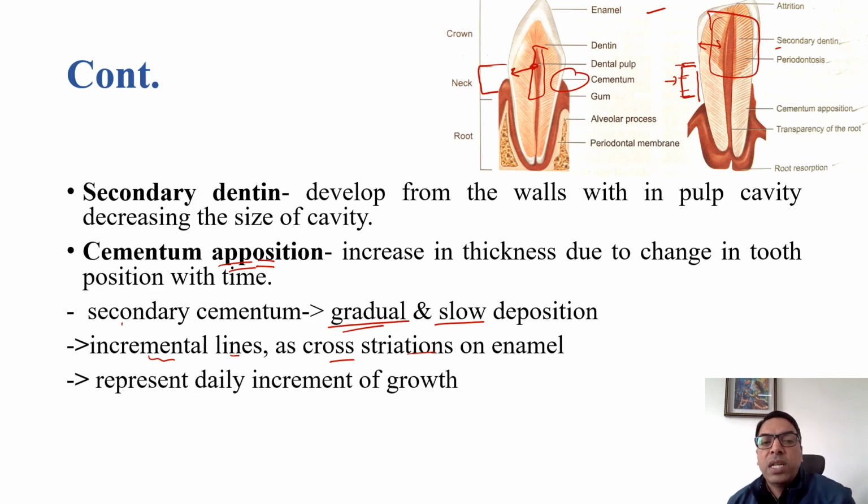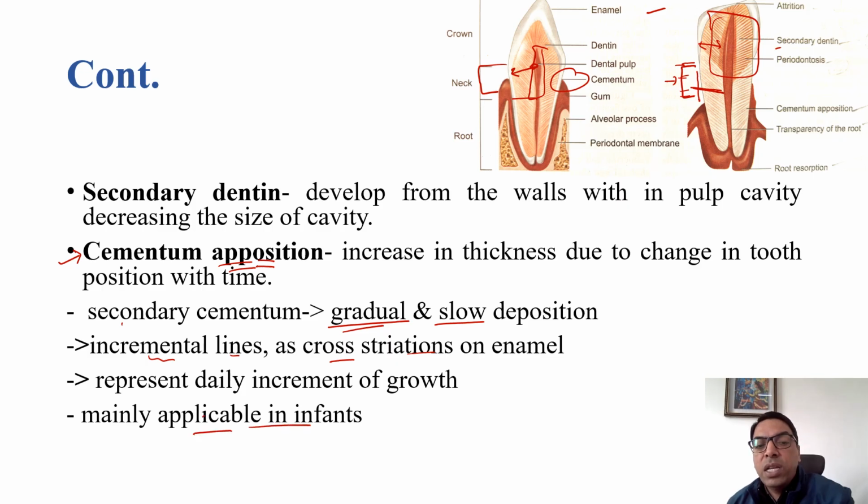It represents the daily increment of the growth of the tissue. The thickness of the tissue is increasing here. If you look at this part and this part, it has become thicker. And this cementum apposition examination is mainly applicable in age estimation in infants.